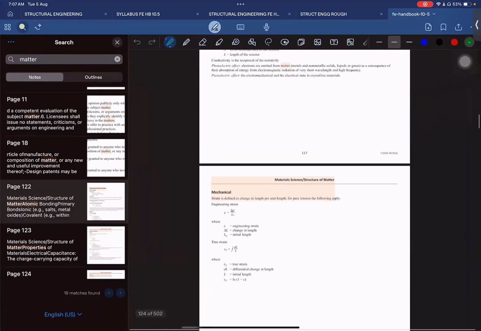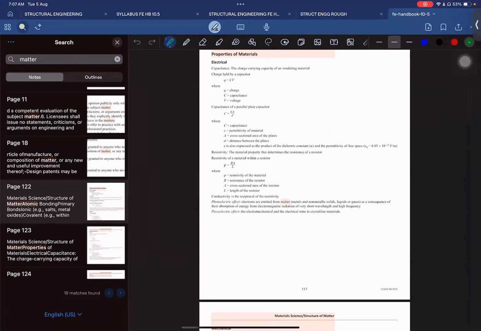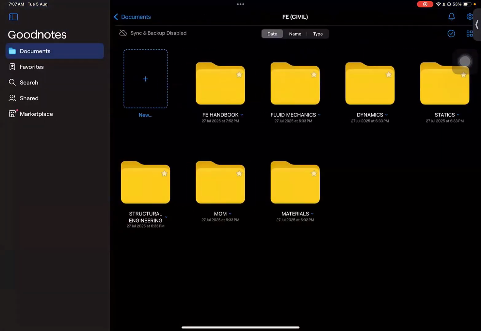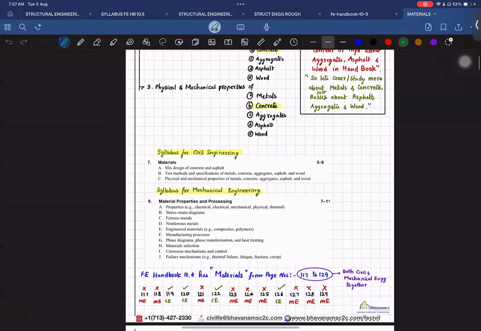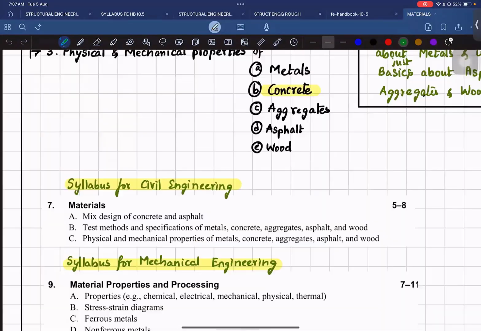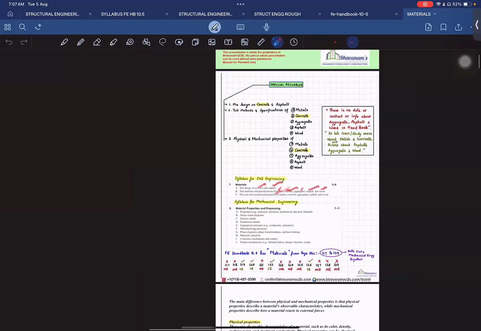I'm writing it down, because while looking at the syllabus, I'm looking for the same word to match in the handbook, and it's very hard for me to find. And to be frank, the content for materials in the handbook is very little. Yeah, that's what I was experiencing. If you say 117, I will show you our notes for materials. The syllabus for materials for civil engineering is very small, like concrete, asphalt, wood, and so on. I'll share the notes with you through the website.